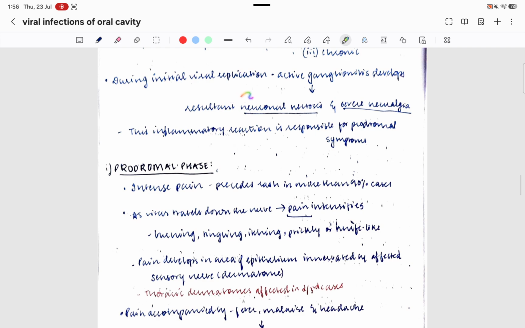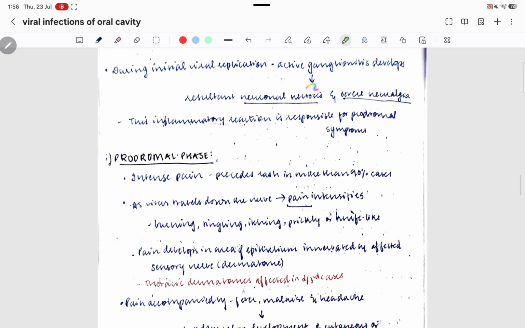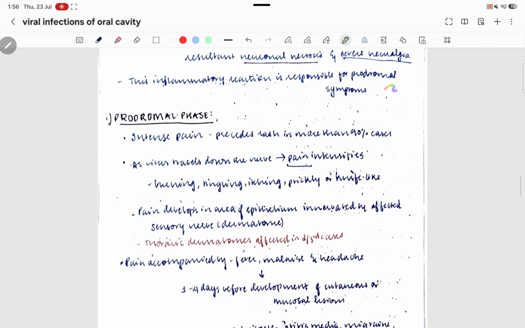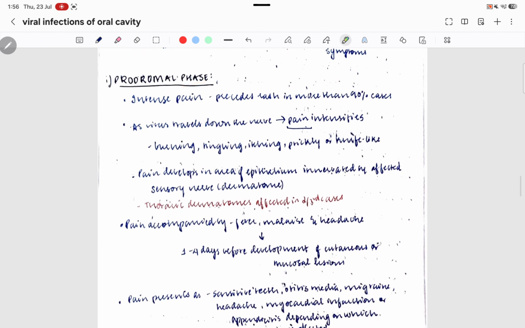During initial viral replication, active ganglionitis develops, resulting in neuronal necrosis. So this is basically a disease of the nerves, and all the damage happens to the nerves. Neuronal necrosis occurs and severe neuralgia follows. This inflammatory reaction is responsible for prodromal symptoms. In the prodromal phase, the initial phase, there is intense pain that precedes the rash in more than 90% of cases.